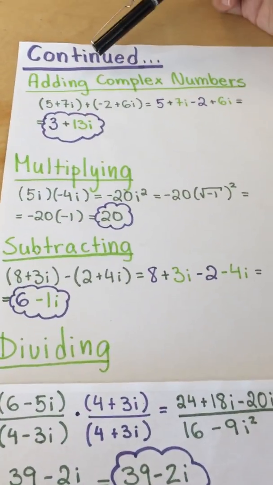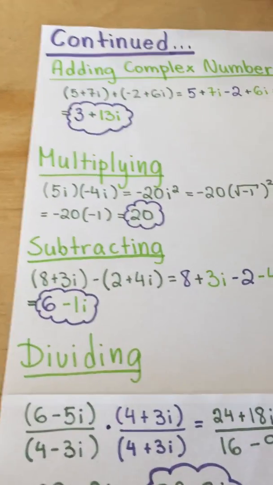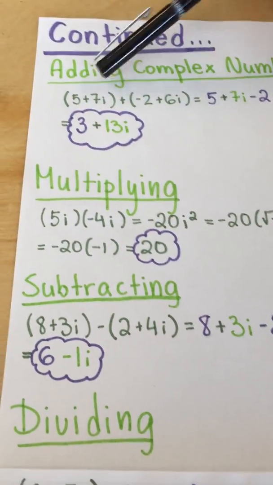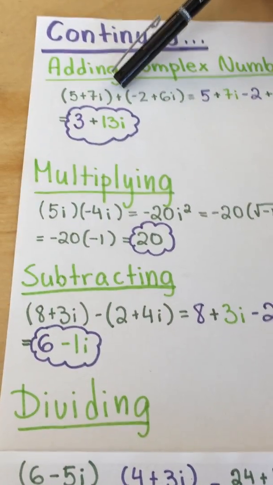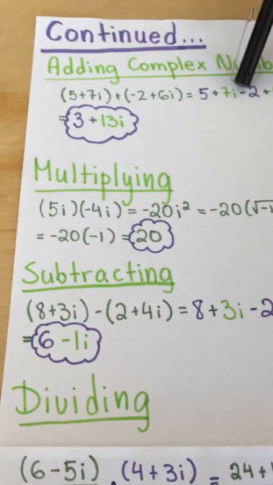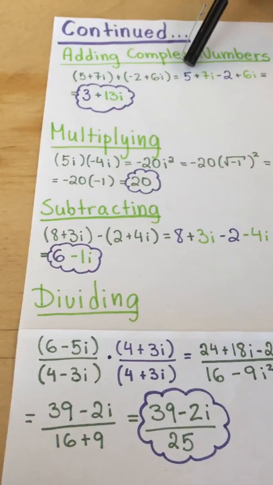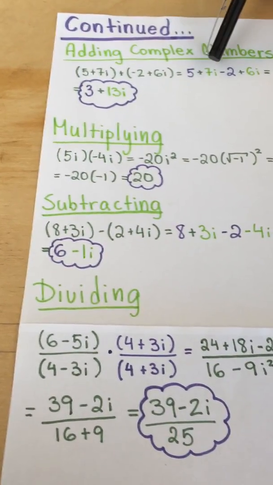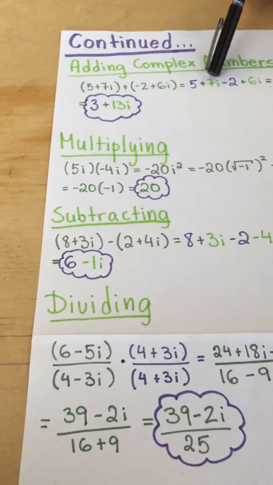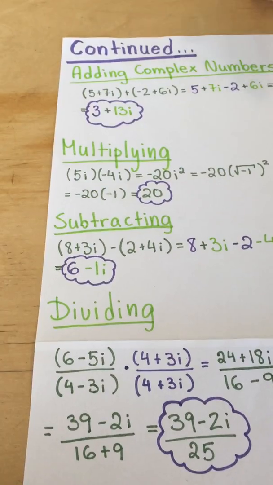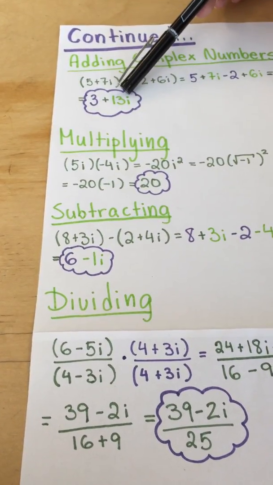Here's how you add complex numbers. You just add across. So you see 5 plus 7i plus negative 2 plus 6i. So you add across, get 5 plus negative 2 equals 3, and 7i plus 6i equals 13i.